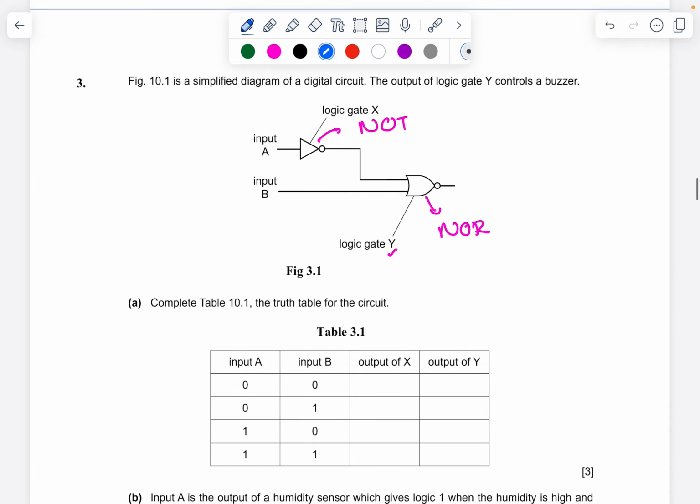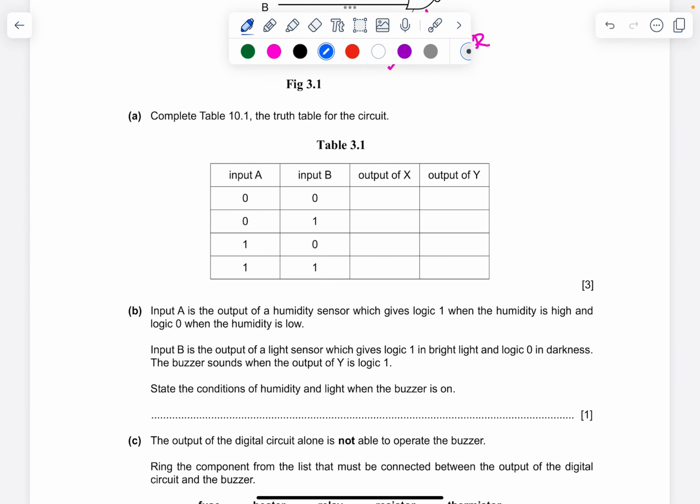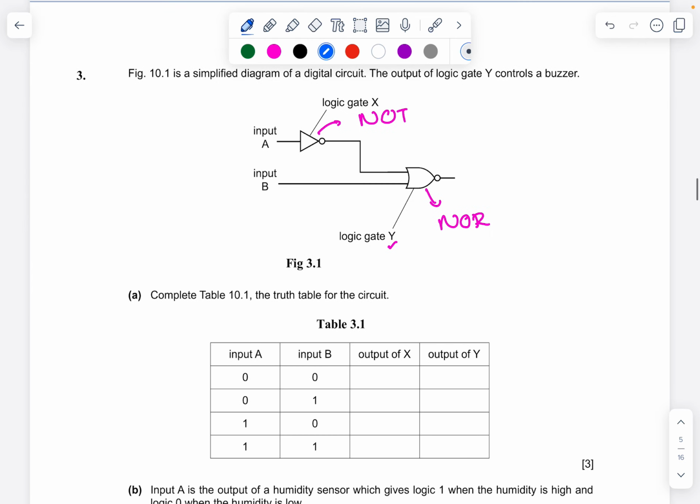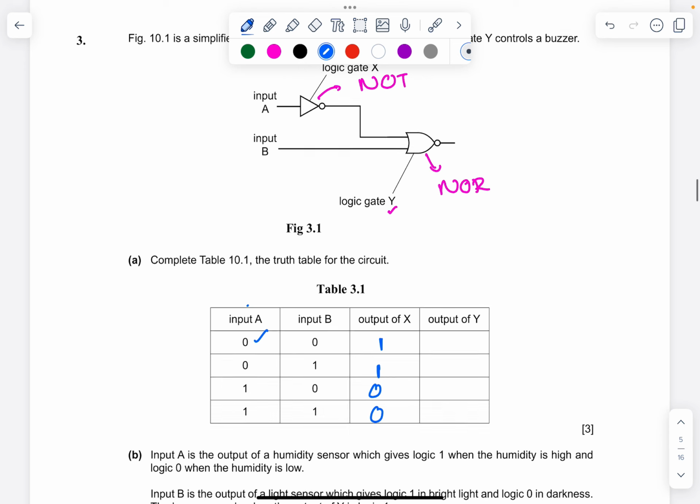Now where is input A? Input A is going to the NOT gate. What is the meaning of a NOT gate? We will always get the opposite. So this is the X value. The output of X will always be the opposite of the input A. If it is 0, it's going to be 1. 0 means 1 and 1 means 0. So I am getting an input from here for Y, and from over here, input B.